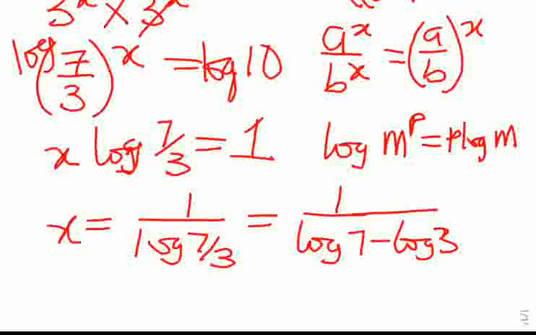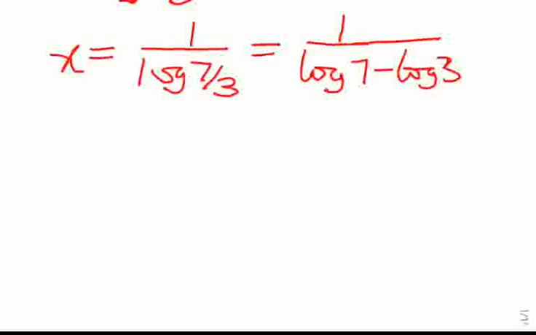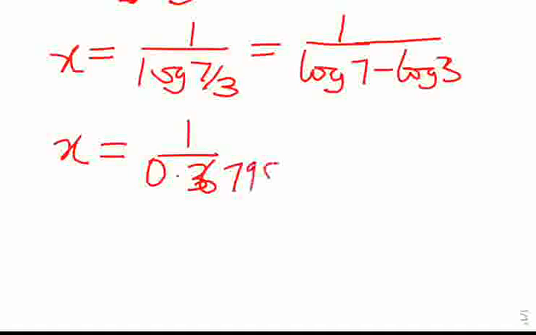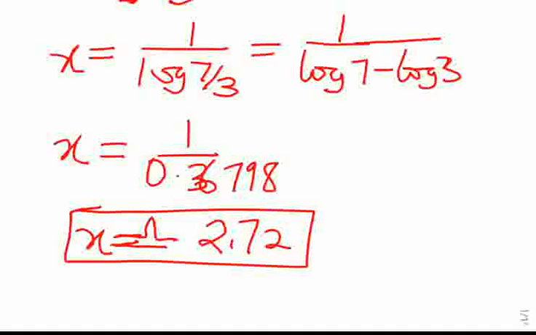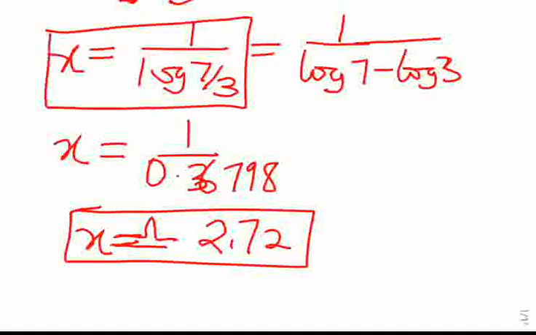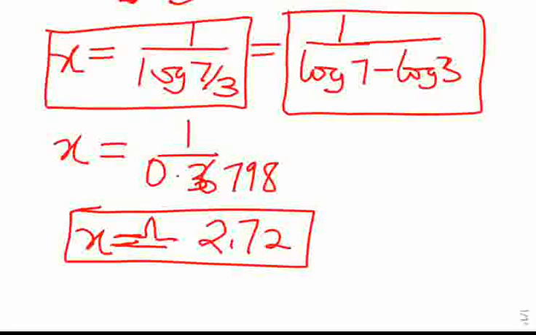But then we can decide to put our answer in decimal. If we decide to put our answer in decimal, that will be 1 over, if you find the value of 7 over 3, and then you press the logarithm of that, that will give 0.36798. And when you divide further, the value of x will be approximately 2.72. So this is the solution to the question. We can express the answer in any of these 3 forms.